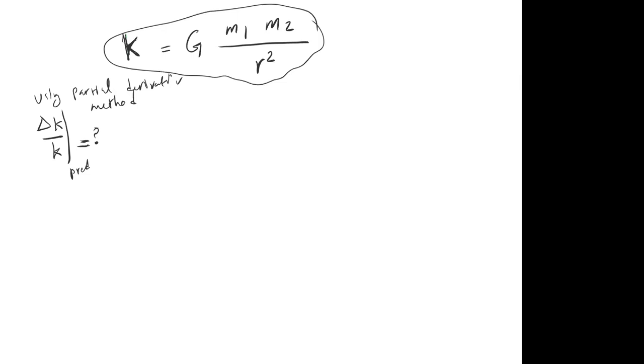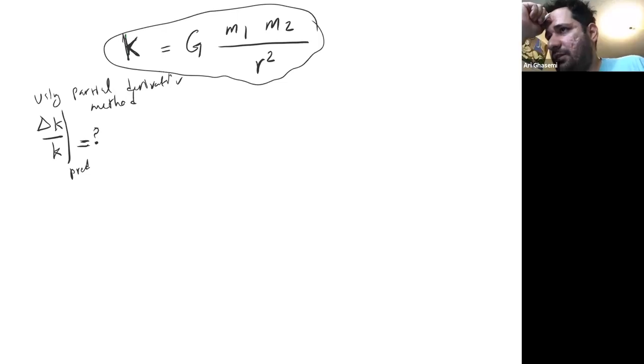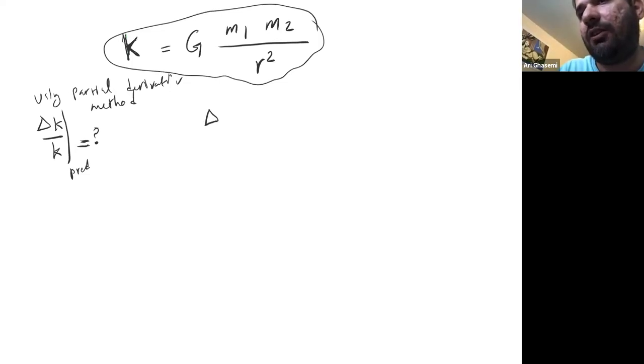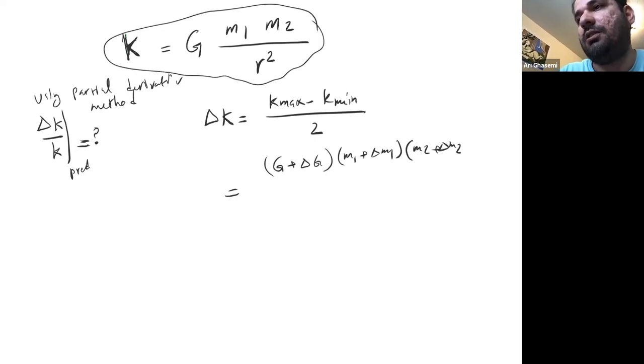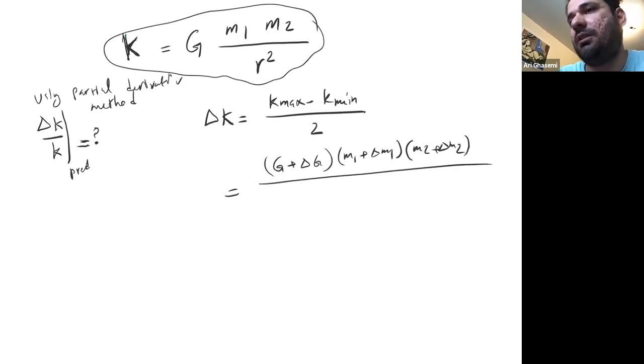Yes, because it's just a simple fraction, right? So what would be delta k using high-low? It's going to be k max minus k min divided by 2, okay? And what is k max? K max is (g plus delta g) times (m1 plus delta m1) times (m2 plus delta m2) divided by, that's your k max, (r minus delta r) squared.